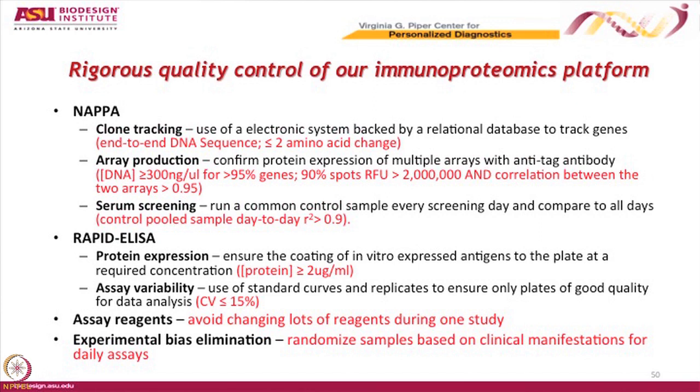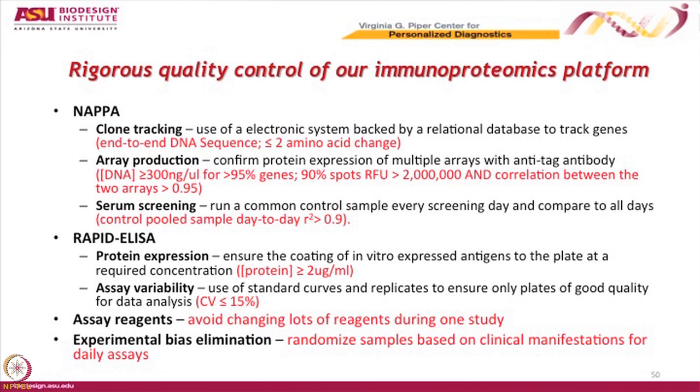When we make arrays, we do a number of things. First of all, we make sure that there's greater than 300 nanograms per microliter of DNA for 95% of the genes that we're going to print. So before we even print, we look at the plate that has the DNA in it, and we make sure that we have an adequate amount of DNA for every protein. If we don't, we go back and we fix the ones that are broken or that are too low.